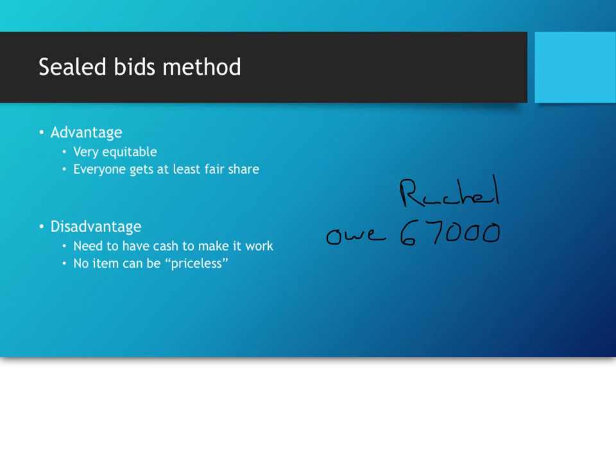So anyways, advantage is that it's very equitable. Everybody gets their fair share. The real main disadvantage is that you have to have cash to make it work. And if Rachel doesn't have that cash, then we're into a mess of problems, right? She has to go find that cash somehow. Okay? All right. Those are the two bidding methods that we're going to look at in the fair division chapter.